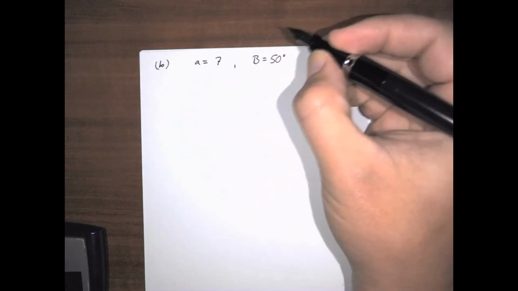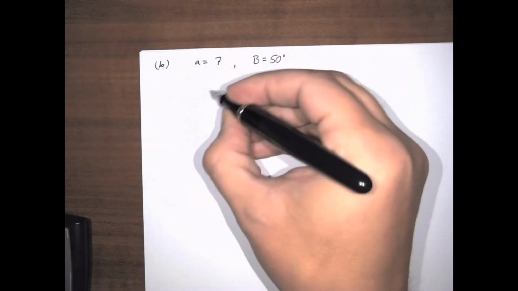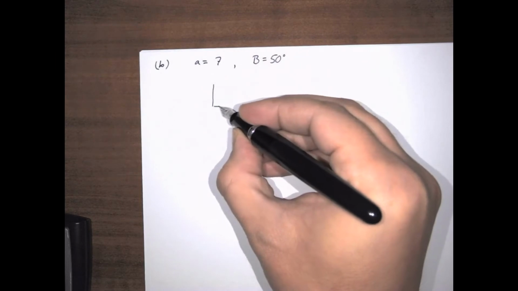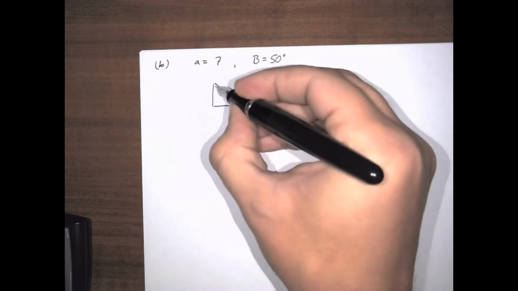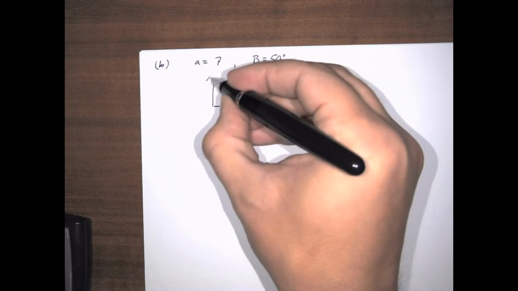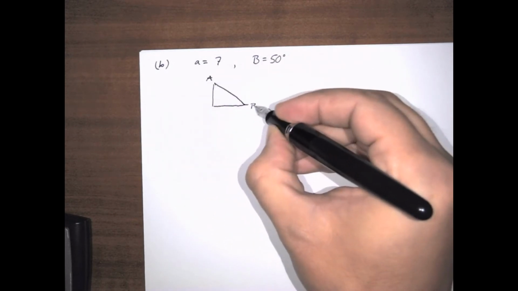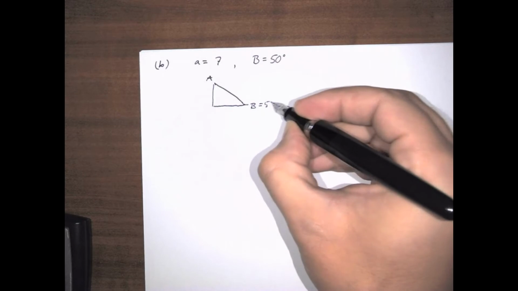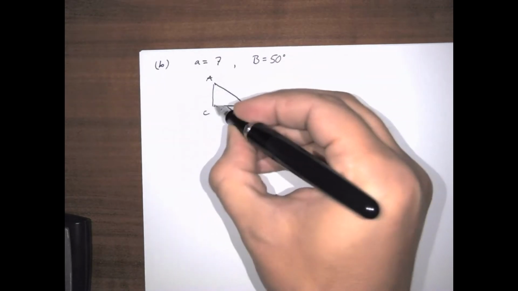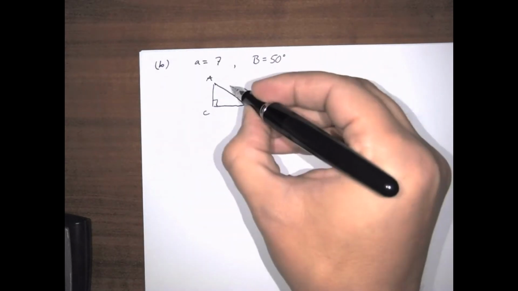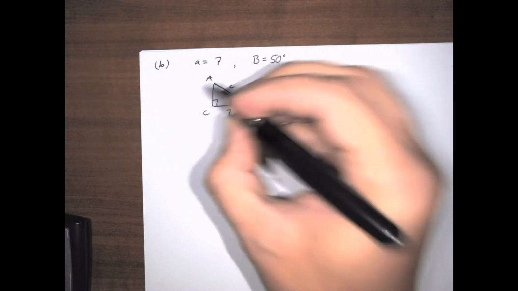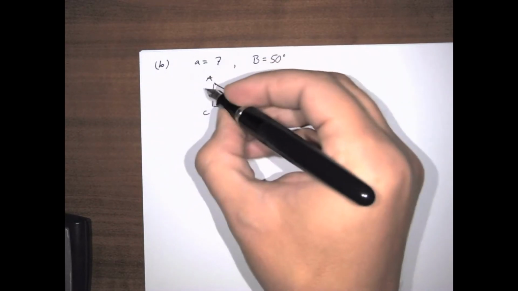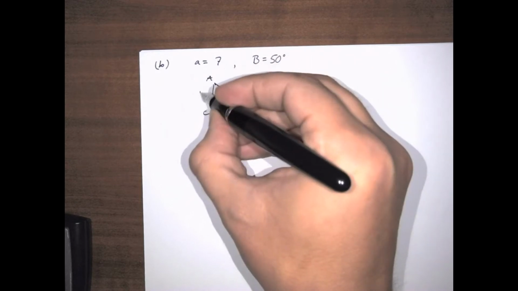Okay, so once again, we'll just start by drawing it and figuring out what we have and what we want. Not to scale. If this is A, this is B, which we know is 50 degrees. This one will be C, which is the right angle. So this will be little c, which we don't have. Little a we do have. And over here, this is little b, which we don't have.